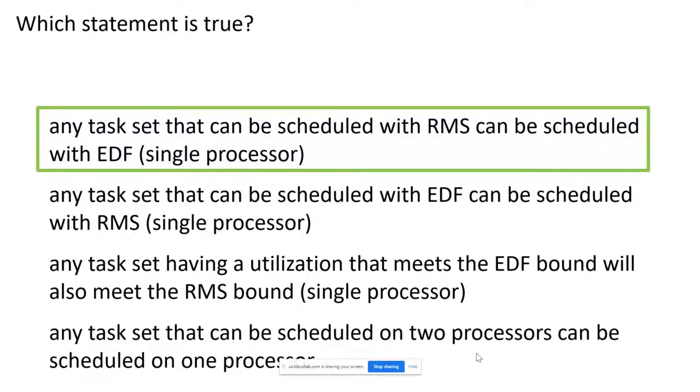Any task that can be scheduled with RMS can be scheduled with EDF, because EDF allows you to go up to 100% utilization on the processor, and RMS does not. You can have task sets that are less than 100% utilization, but cannot be scheduled with RMS, just because of the fact that they have static priority. There's no way to do it with static priority, or if there is, no one's found an algorithm yet to solve that problem.